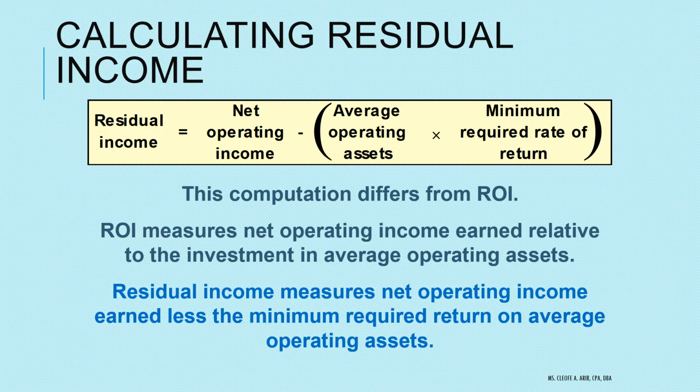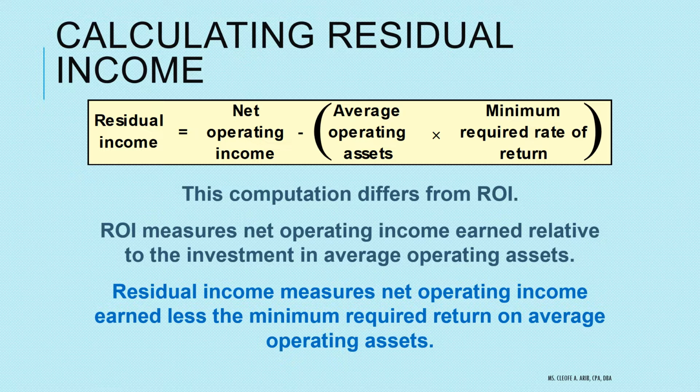Now let's take a look at the formula on how to compute for your residual income. So if you can see on that slide, residual income is computed as net operating income. You get your net operating income, and then you deduct the product of your average operating assets multiplied by your minimum required rate of return. So kung nakapag financial management na kayo, normally the minimum required rate of return that we use in the computation of your residual income is the weighted average cost of capital.